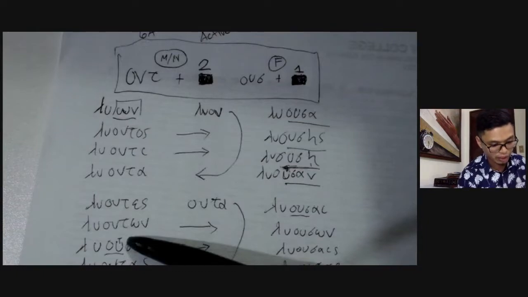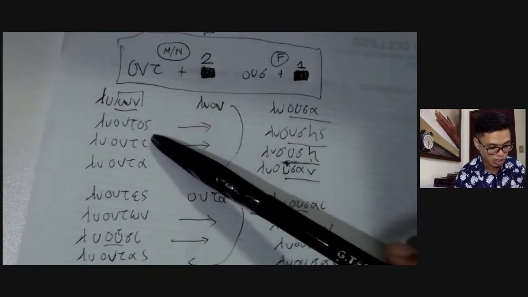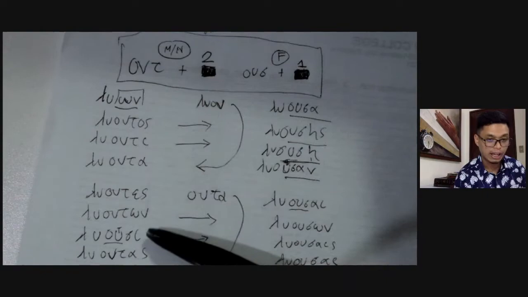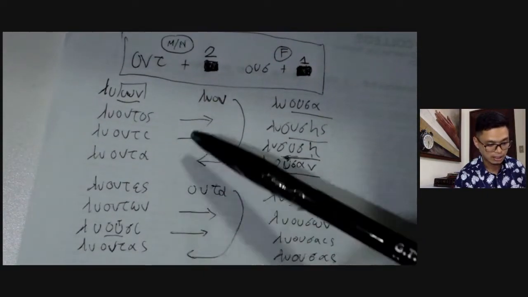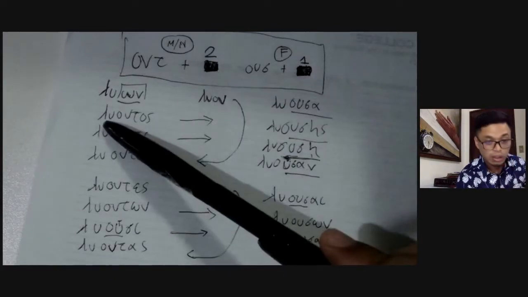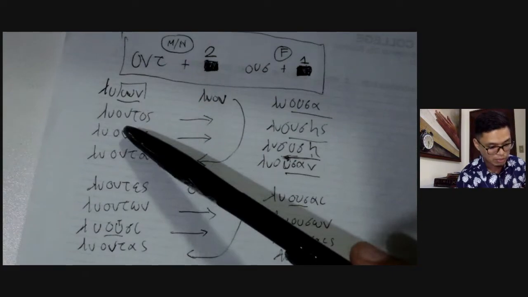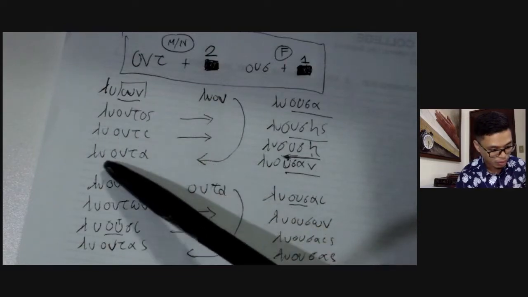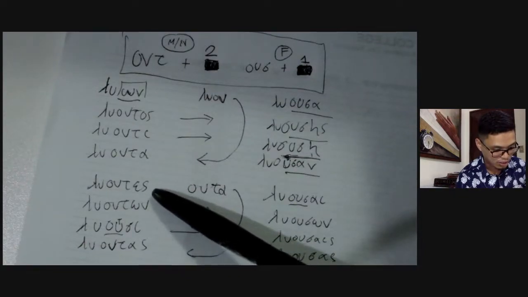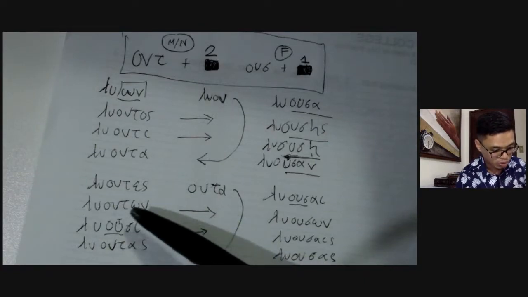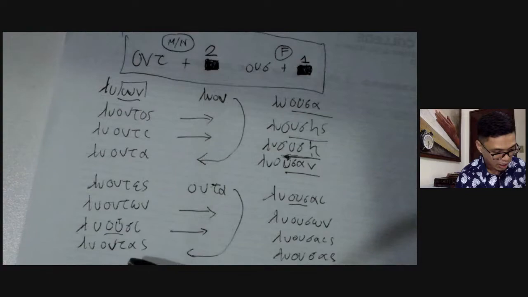Okay? So if you look here very carefully, you have here Sosia and Esoncias. Sosia and Esoncias. That is minimum 2. So you have here lu plus ont plus minimum 2 os. So you have luontos, luonti, luonta, luontes, and the other one here, esoncias, luontes, luonton, luusi, and luontas.